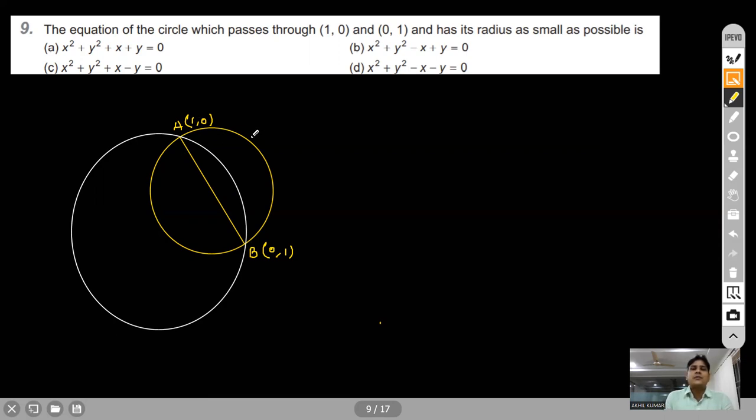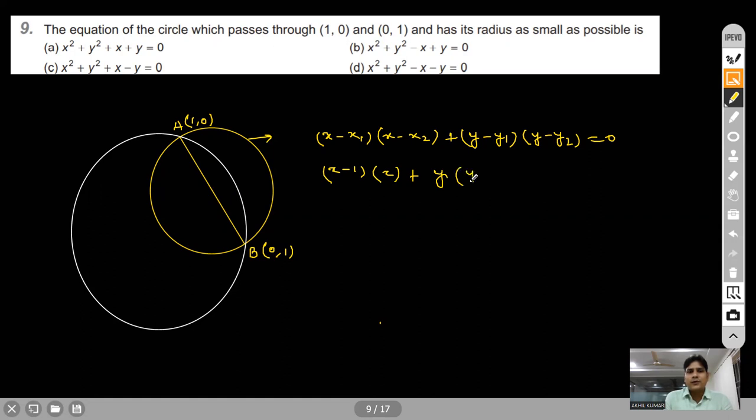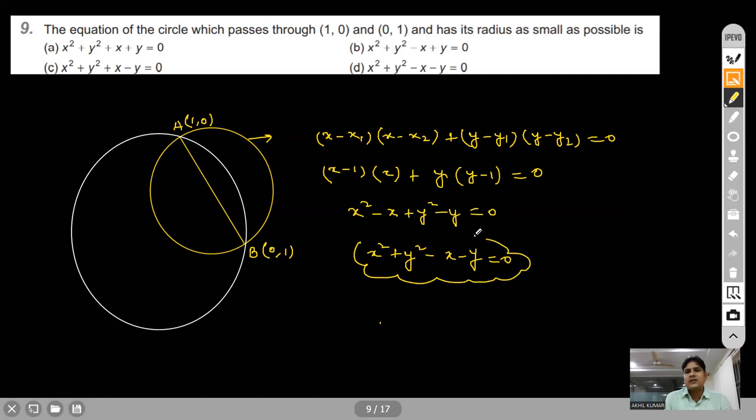So I have to write the equation of this circle. And we know the diametric ends of this circle. So we can write this as x minus x1 into x minus x2 plus y minus y1 into y minus y2 is equal to zero, where x1, y1 and x2, y2 are the diametric ends. So let me write it as x minus 1 into x plus y into y minus 1 is equal to 0. So this will be x square minus x plus y square minus y is equal to 0, or we can rewrite it as x square plus y square minus x minus y equal to 0. So this is our equation of the circle, x square plus y square minus x minus y equal to 0. So option D is correct.